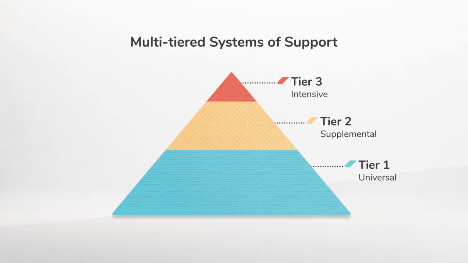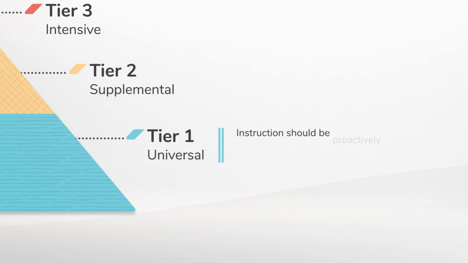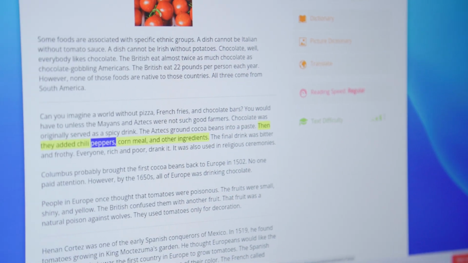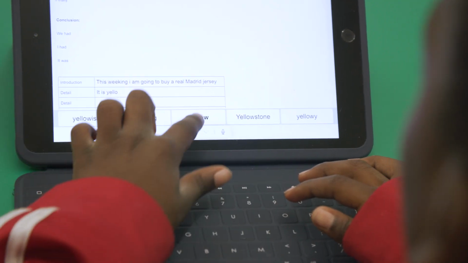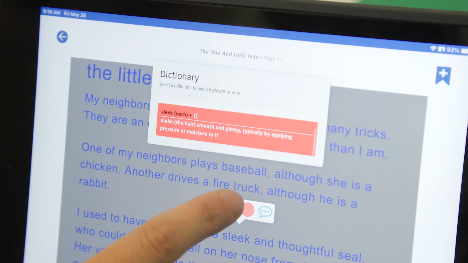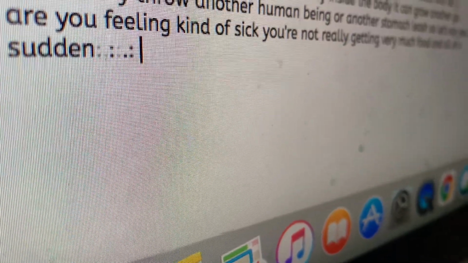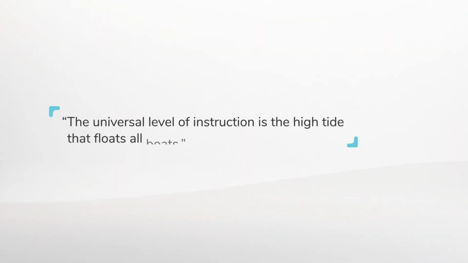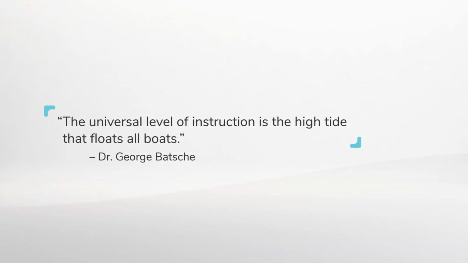At the universal level, Tier 1, instruction should be proactively designed with strategies that remove or reduce barriers for all students. That could mean using features like text-to-speech, word prediction, text highlighting, and even citation support. Or maybe offering and encouraging the use of a verbal response tool on a learning management system for class discussion. As Dr. George Batsche, the father of RTI, now known as MTSS, once said, "The universal level of instruction is the high tide that floats all boats."